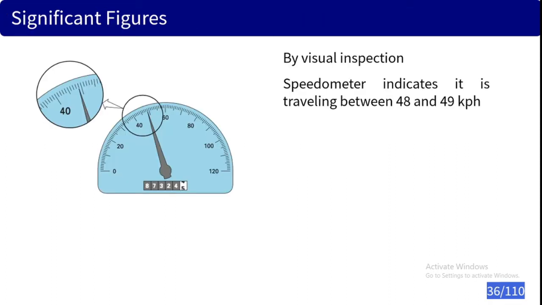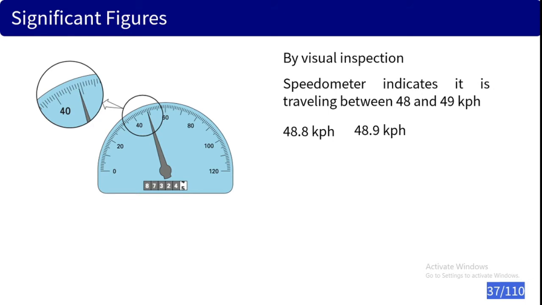Okay na. So first is the significant figures. So let's look at the speedometer and odometer diri sa kanang figure, no. So by visual inspection, makita na to sa speedometer nga the car is traveling between 48 and 49 kilometers per hour. Okay.